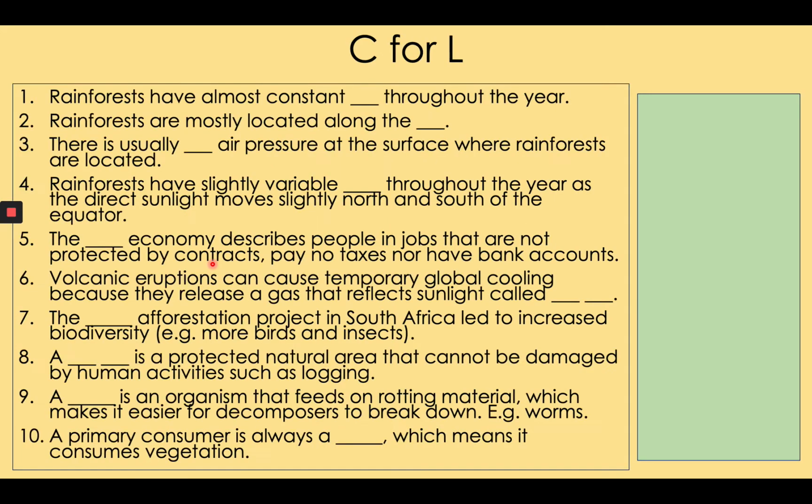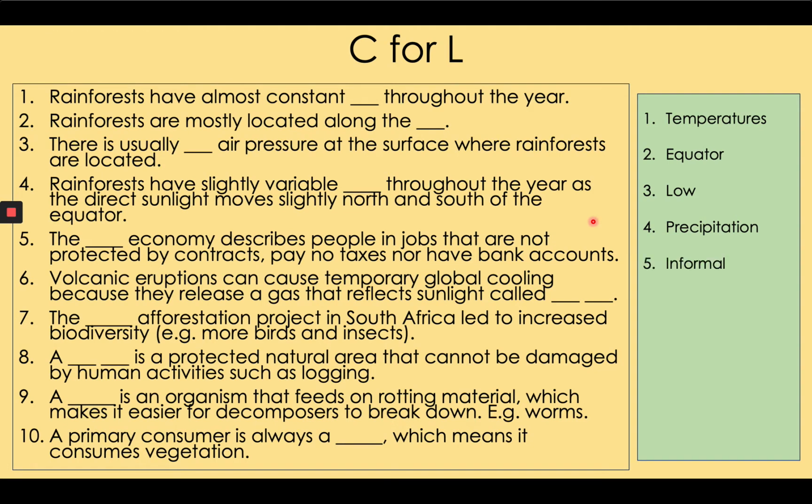Game time. Number 1. Rainforests have almost constant temperatures throughout the year. 2. Rainforests are mostly located along the equator. 3. There is usually low air pressure at the surface where rainforests are located. 4. Rainforests have slightly variable precipitation throughout the year, as the direct sunlight moves north and south of the equator.